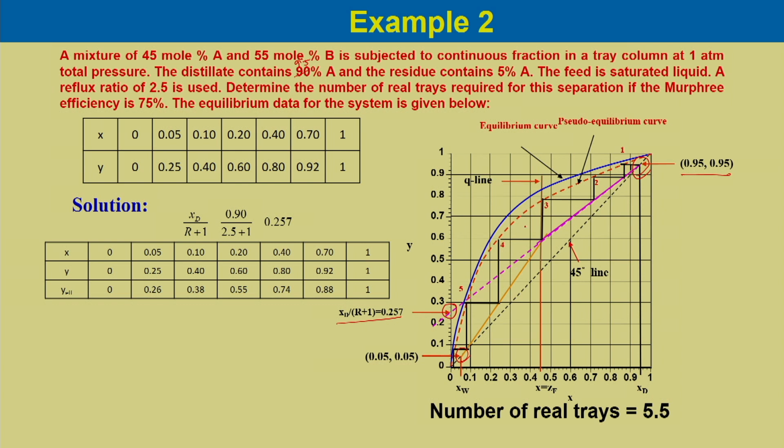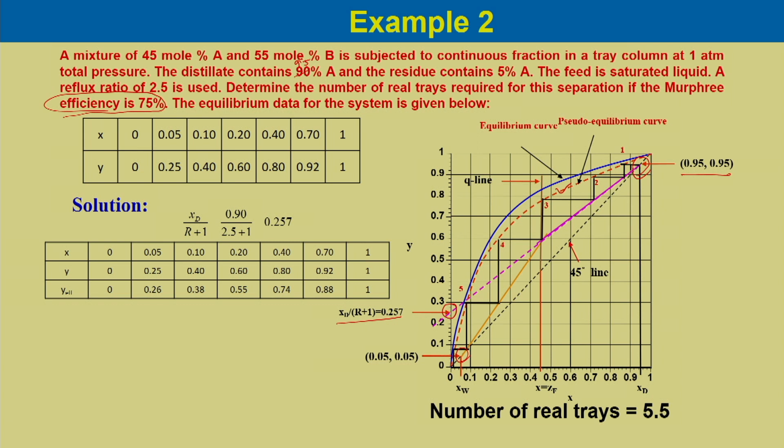Now, we have to draw the pseudo equilibrium curve with this data, Y effective and the X data. You can plot the pseudo equilibrium curve shown over here with the red line. So, now the actual equilibrium data is not important to calculate the real number of trays. So, what we need to do? To calculate Y effective we have used the stage efficiency, Murphy efficiency of 0.75, and that is how we calculated the pseudo equilibrium curve.